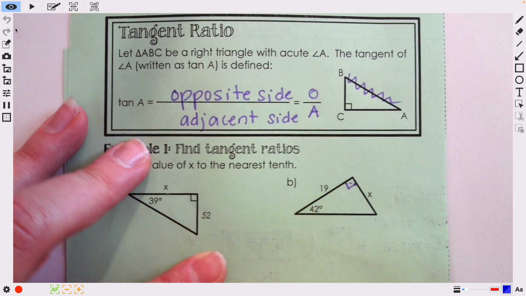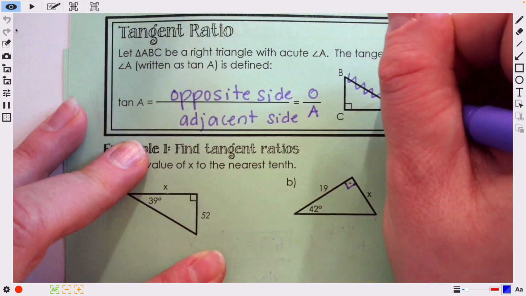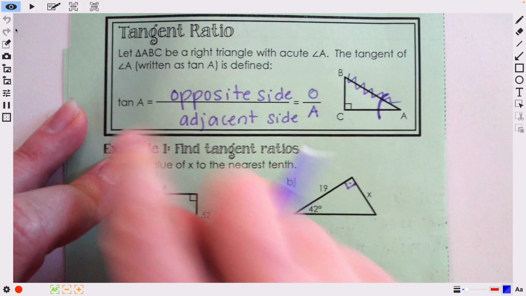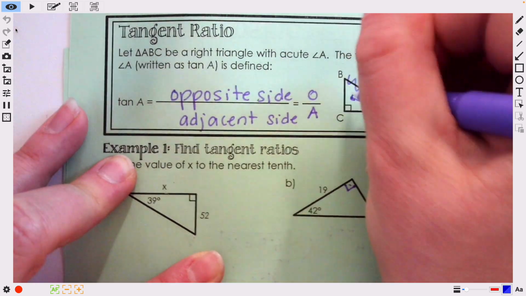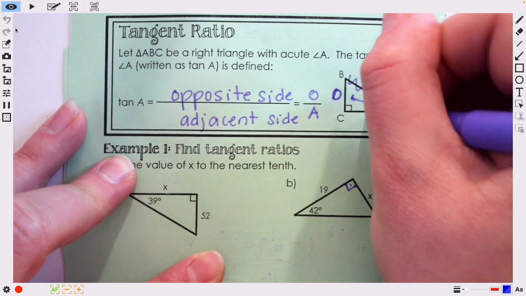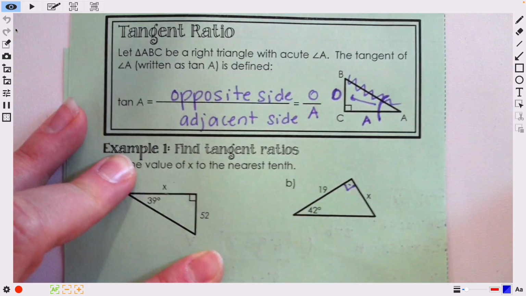It's all relative based on which angle you're looking from. So again, if you're looking from angle A, like they ask for here, the opposite side is the one across from it, the adjacent side is the one next to it, right?